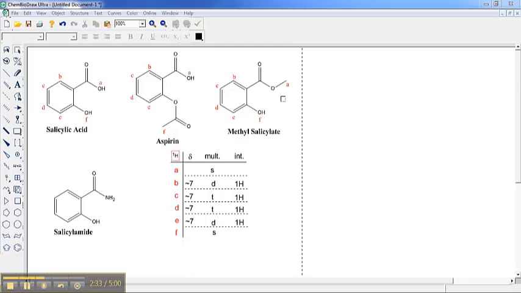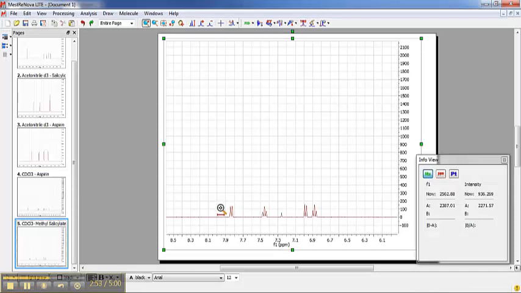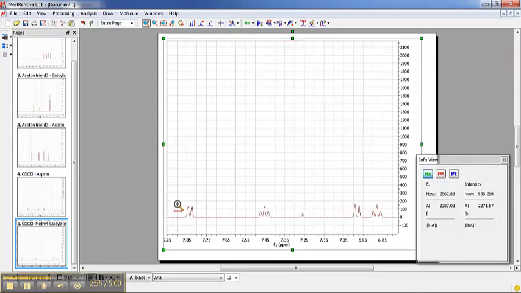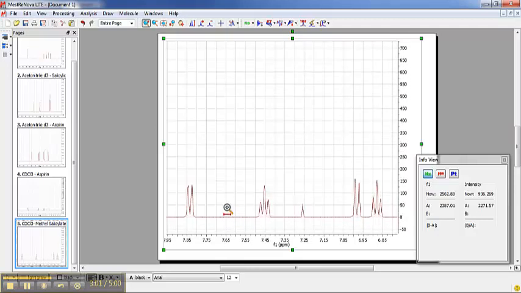What we have is a singlet worth 3 hydrogens around 4 parts per million because of the methyl group attached to this ester, and we also have the broad singlet around 11, that is due to the exchangeable OH peak, and then B, C, D, and E are doublet, triplet, triplet, doublet, as you might expect. When we zoom in on methyl salicylate, what you see is, roughly speaking, a doublet, triplet, doublet, triplet pattern.